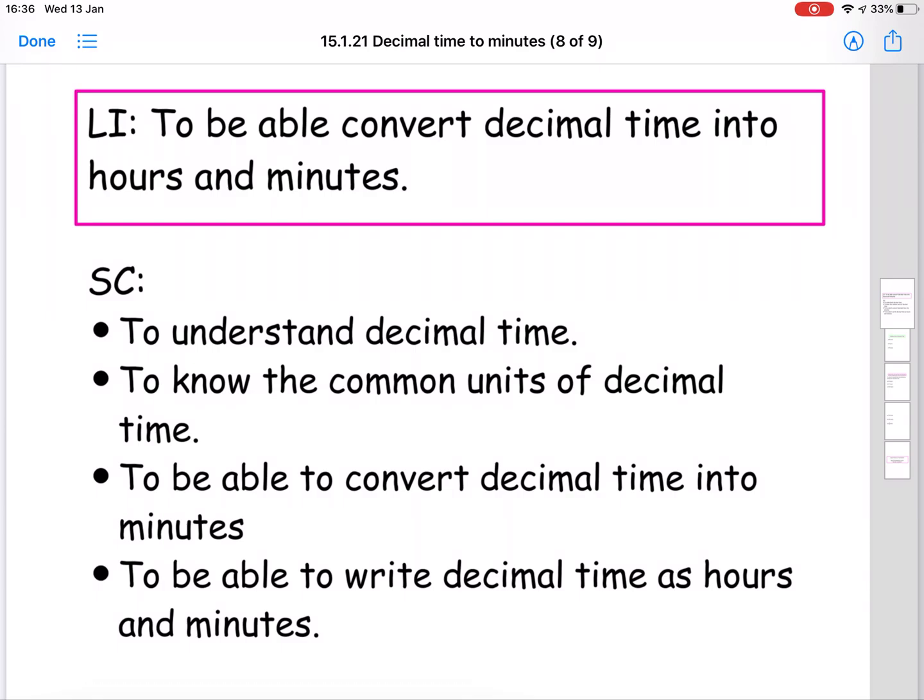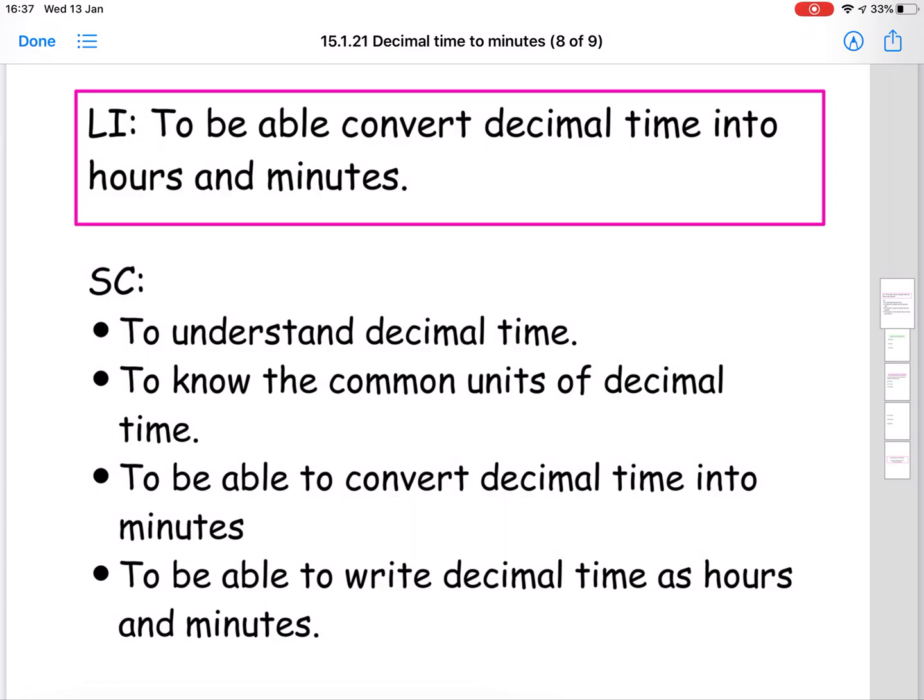Today we're going to be looking at how to convert decimal time back into hours and minutes. In our previous lesson we were looking at changing hours and minutes into a decimal time. Today we're going to look at how we change that back into hours and minutes, okay? We're still going to need this understanding of decimal time, remembering that we are looking at time out of 60 minutes, okay?